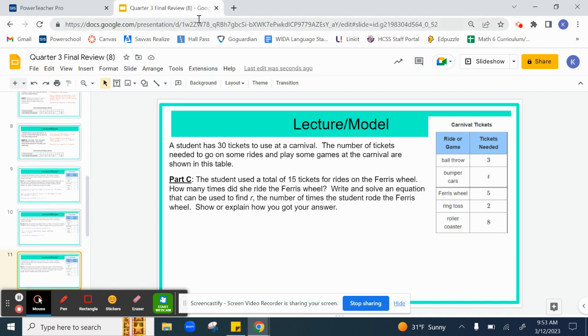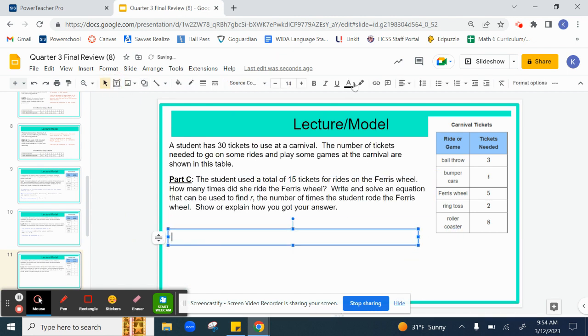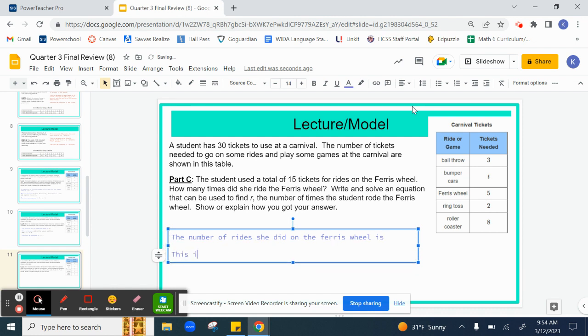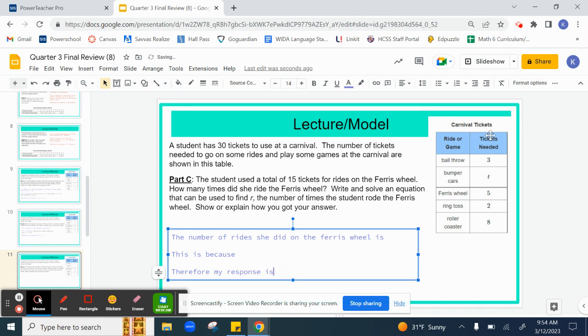A student has 30 tickets still. They use a total of 15 tickets for rides on the Ferris wheel. How many times did she ride the Ferris wheel? Write and solve an equation. All right, so first let's build our sentence frames. The number of rides she did on the Ferris wheel is, this is because, therefore my response is.